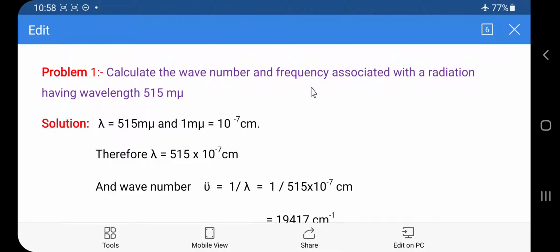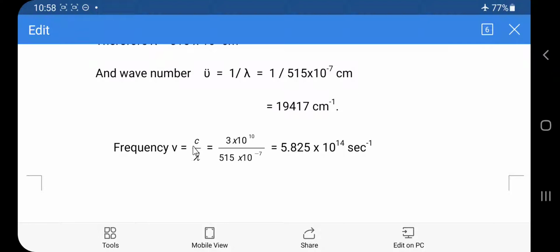Then here we have to also calculate the frequency. So here the frequency nu is equal to c upon lambda, where c is the velocity of light. Its value is 3 into 10 raised to 10 centimeter per second, and lambda is 550 into 10 raised to minus 7 centimeter. When we solve this, we will get the frequency, and it is 5.825 into 10 raised to 14 per second. This is the first problem.